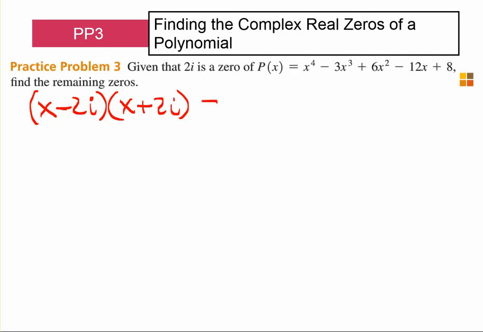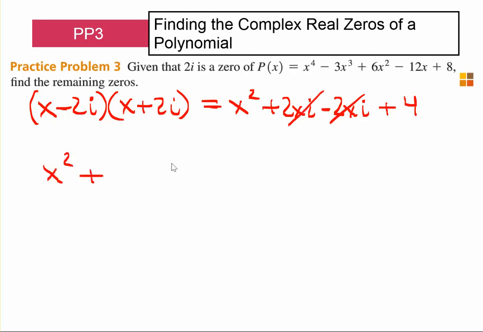In this case, x times x is x squared. X times 2i makes a positive 2xi. Negative 2i times x gives you negative 2xi. Okay, the fun one here it is: negative 2i times a positive 2i. You get a negative 4i squared. Since i squared is a negative 1 already, we get ourselves just a plus 4. The middle terms cancel, and I got myself this. So there's my polynomial that's created because of my complex roots, or complex zeros.